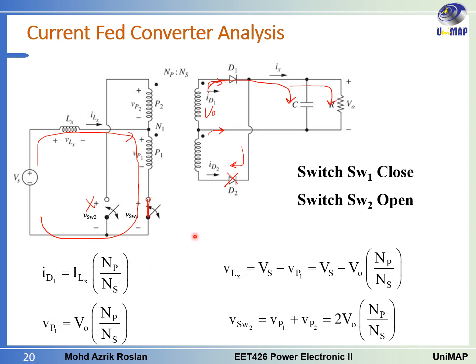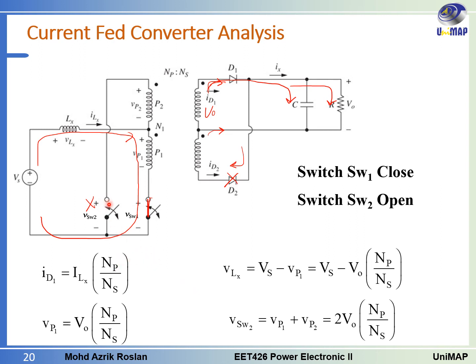And then we have VLX, the voltage across this inductor. You have to do KVL. It is equal to VS minus VP1. The voltage here will equal this one plus this one. So when you rearrange that, VLX, the voltage across here, will be VS minus VP1. And we know from here that VP1 is equal to V out multiplied by NP over NS.